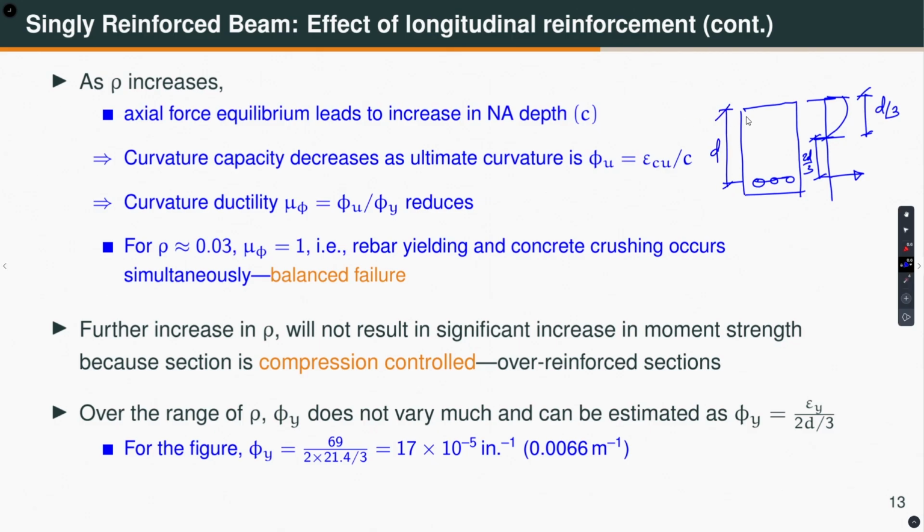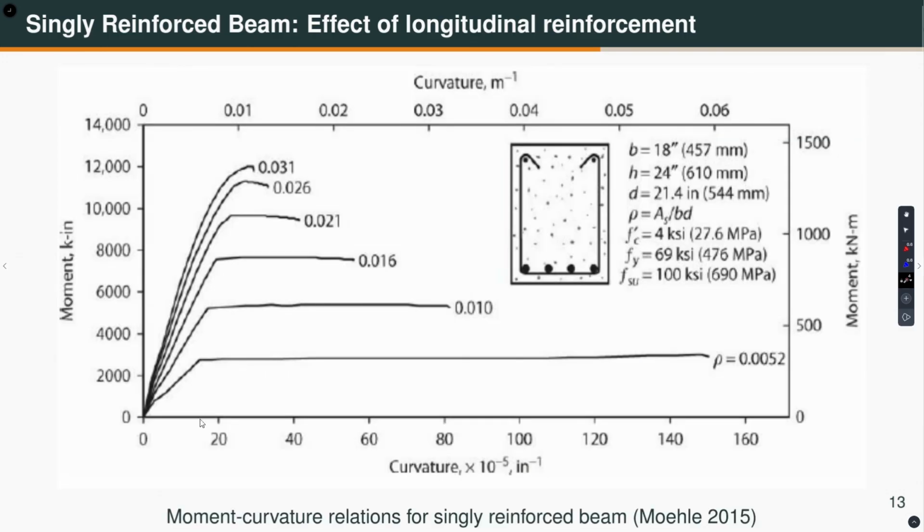And what is the strain distribution? Let me take a different color here. So, strain distribution is like so. This is epsilon y at the level of steel, and this is my curvature, the yield curvature phi y. So, what is phi y then? Phi y is equal to epsilon y divided by 2d by 3. This is an approximate relationship. So, you can calculate for this case the curvature ductility is 17 into 10 raised to the power minus 5 inch raised to the power minus 1. So, that means this number here.